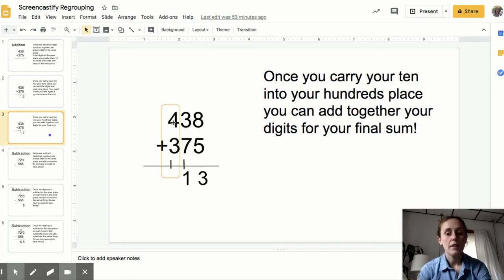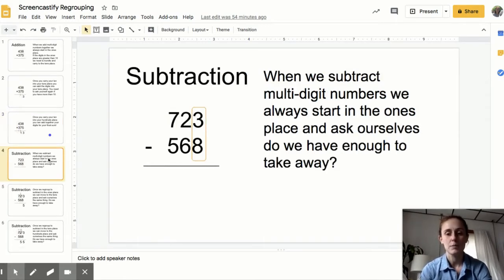So I know that I can take my 3 and add it to my 1 to get 4. Then this becomes a doubles fact of 4 plus 4, which gives me a total, or a sum, I should say, of 8. So I will record that here. So my complete addition problem is 438 plus 375 gives me a sum of 813. Nice job. Now we're going to move on to subtraction.